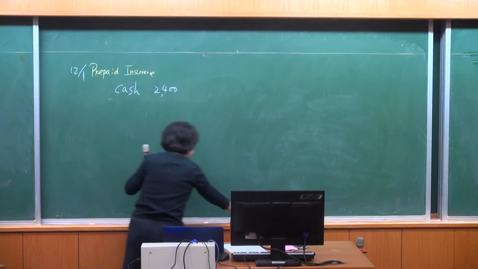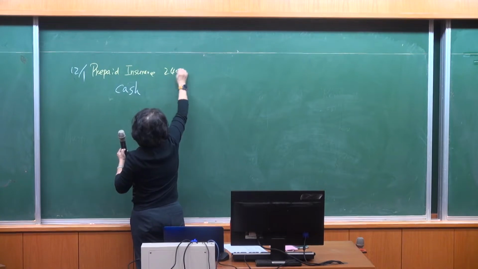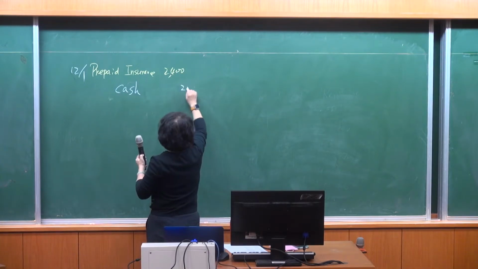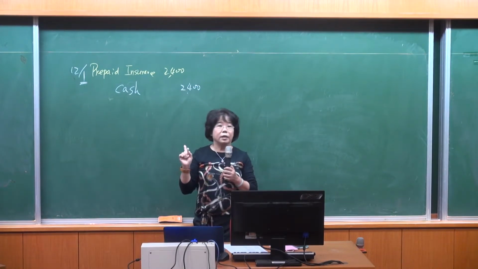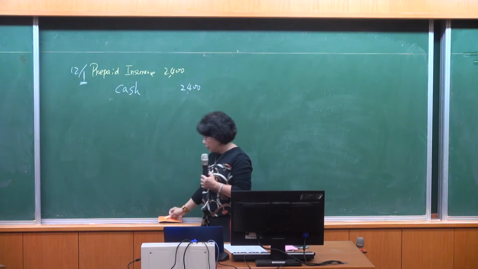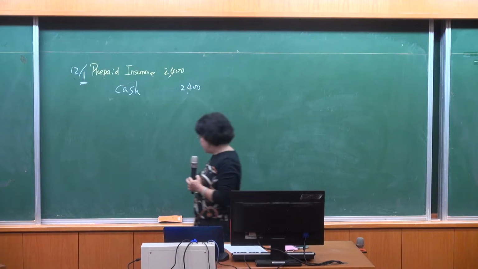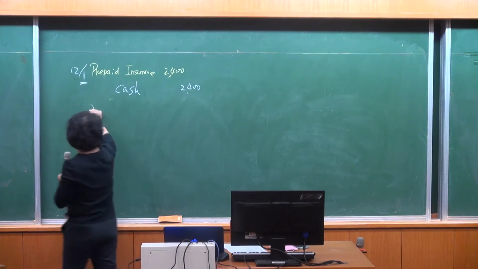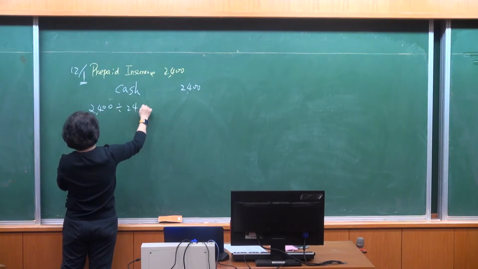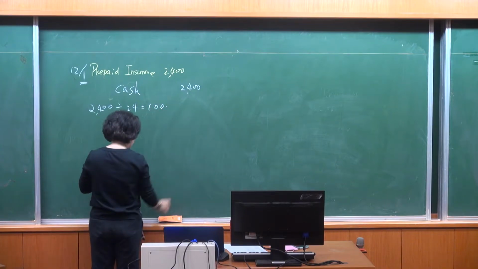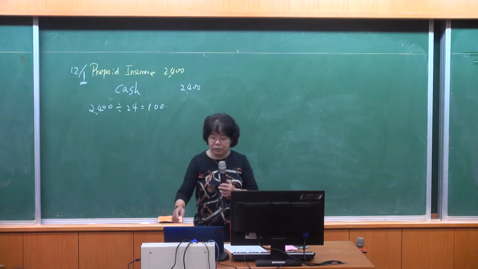This is on the first day of December, okay? Then we have to move into the adjusting entry. So you should figure out that the $2,400 should be divided by 24 months. So each month should equal $100 as time passes, okay?